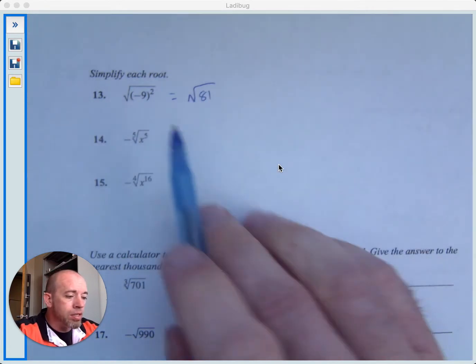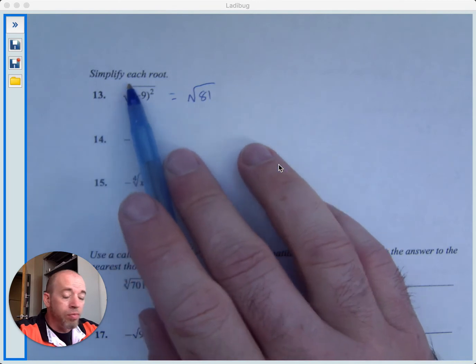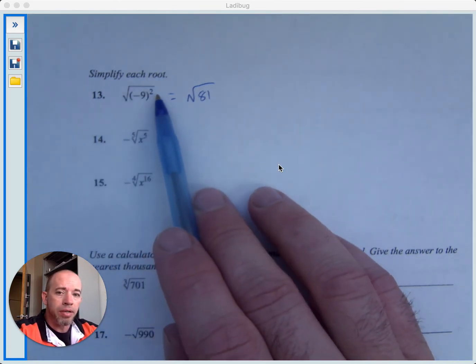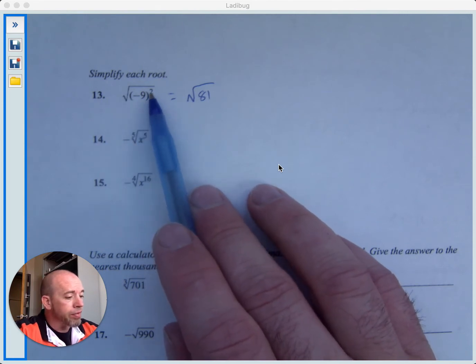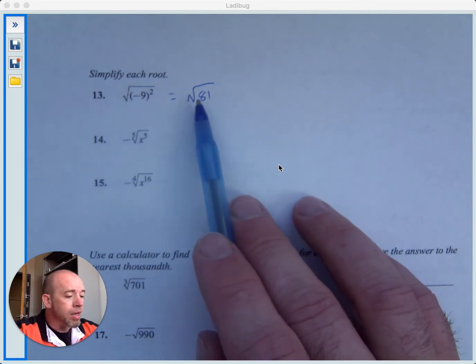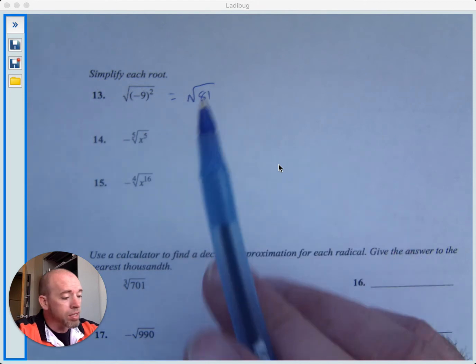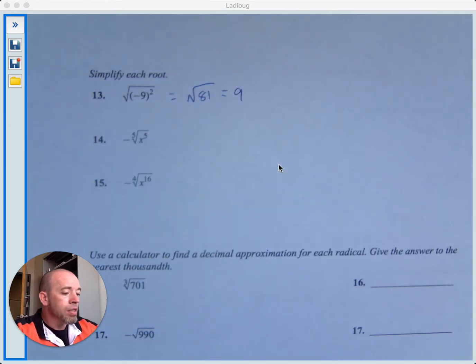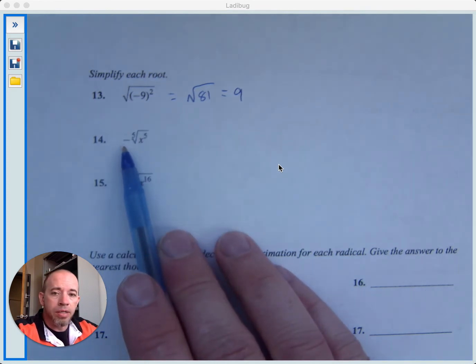If you look at this initially, you might say, well, we can't take the square root of a negative. But we're not taking the square root of a negative, we're taking the square root of a negative squared. So we square the negative first, we get 81, and now we can take the square root of 81, which is 9. The next one, the negative's on the outside, so we can ignore that for a bit.